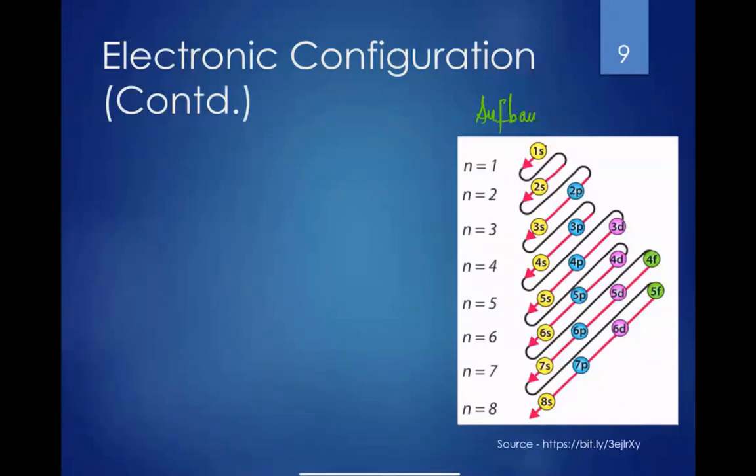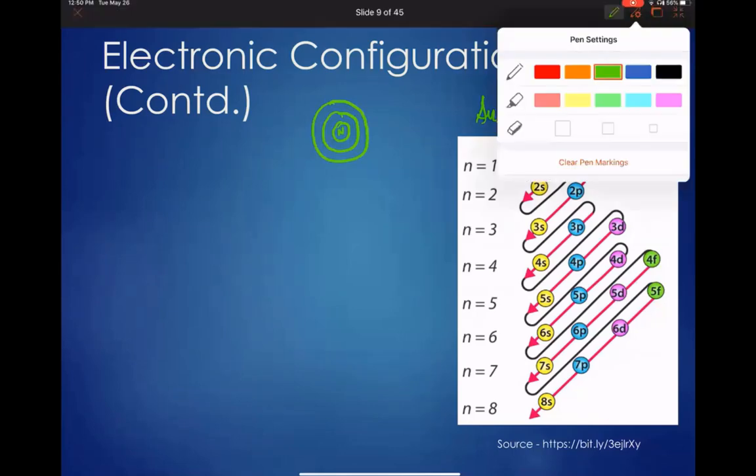Now there's another way to do this, and that is through the Aufbau Principle. I hope I spelled it right. What is the Aufbau Principle? Remember, you have these levels here. You have this nucleus right here, and then you have these levels, level 1, level 2, and so on. Each of these levels has sub-levels.